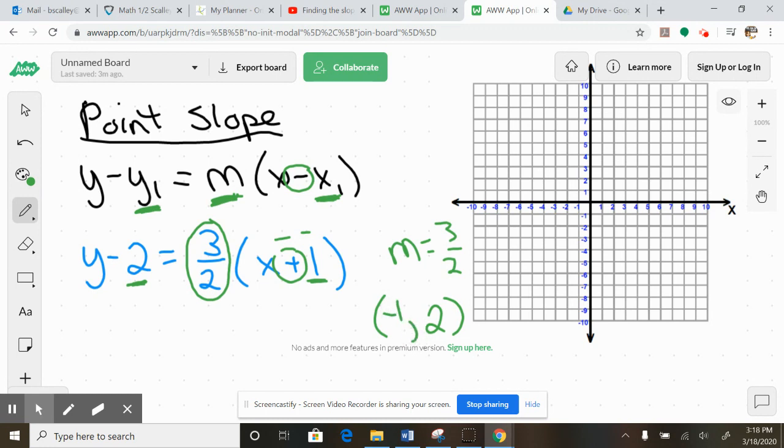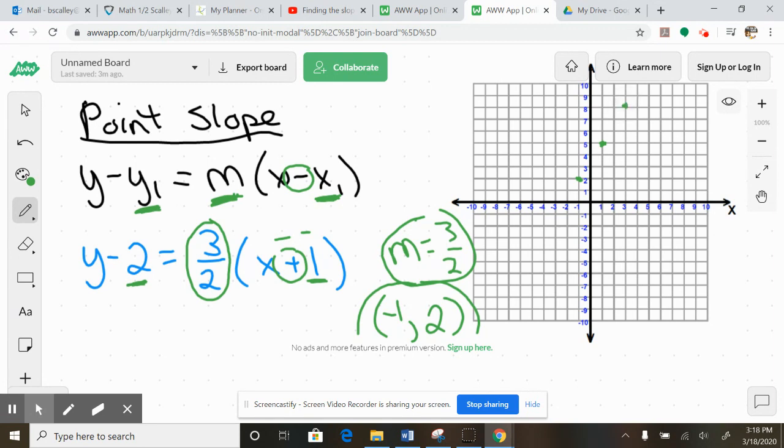And now I have a point that my line goes through. I have the slope, and I can go ahead and graph this over here. I'm going to start out with the point that I know. I'm going to start out with negative 1, 2, which is right there. Now from there, I'm just drawing on the rest of my points using my slope. Slope of 3 over 2 means I'm going to rise up 3 and run 2 to right there. Rise up 3, run 2.